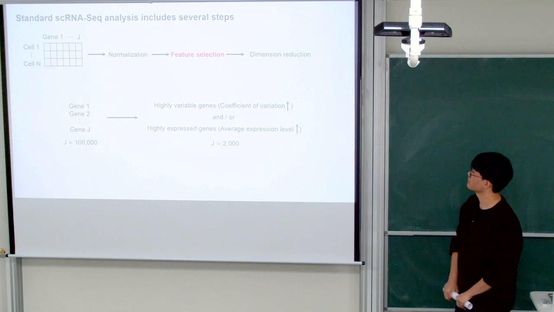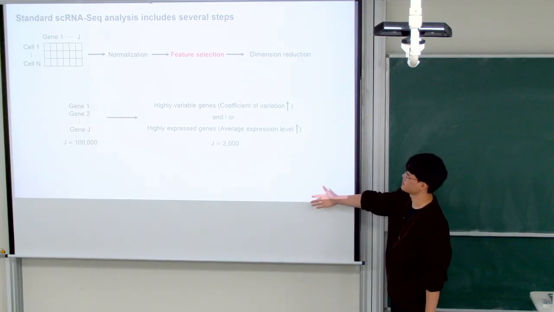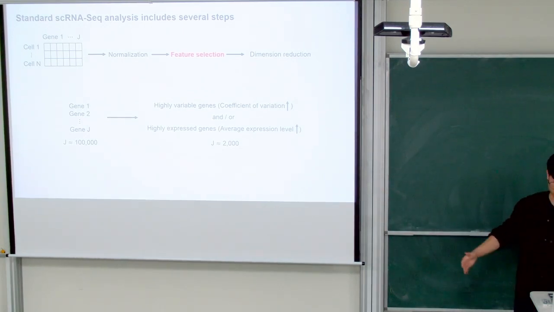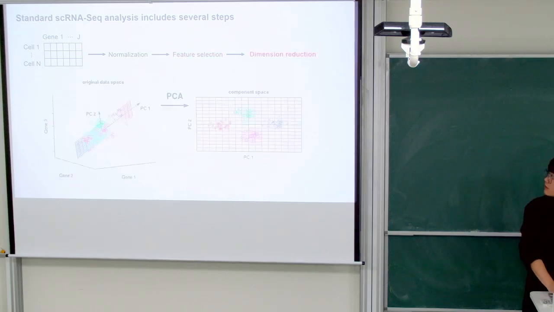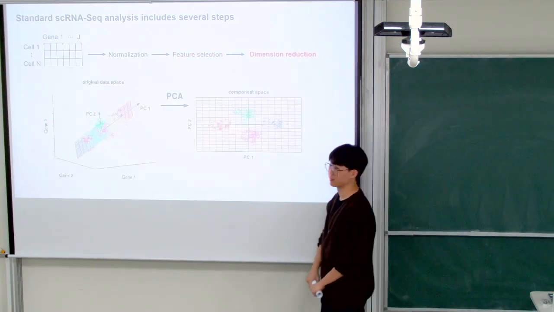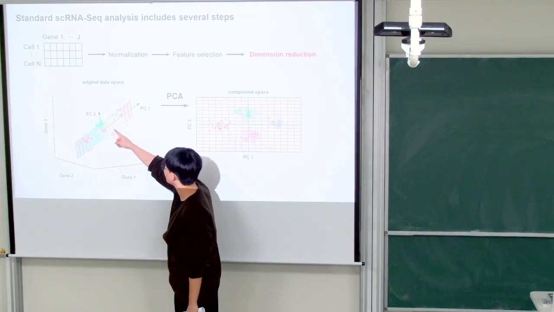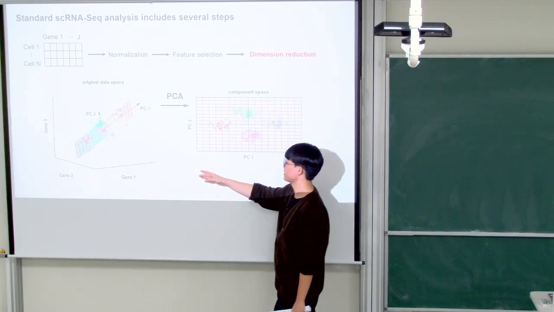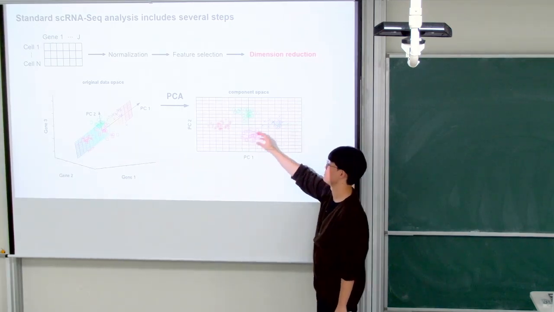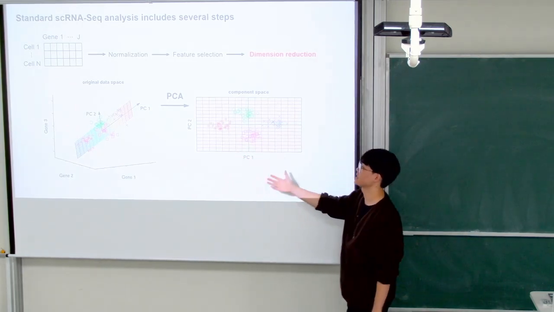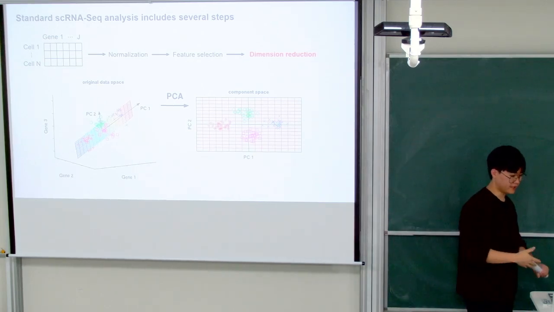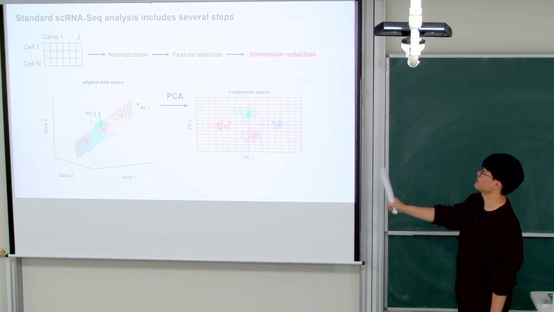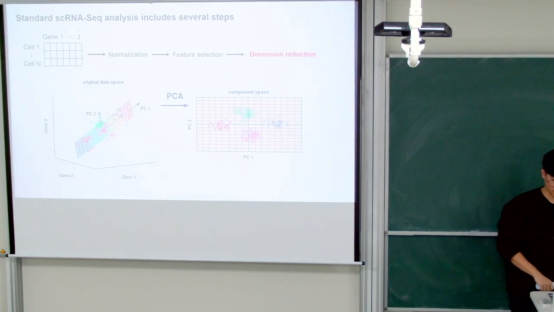Yeah, this is the feature selection. And the third one is the dimension reduction. The most familiar technique is called PCA. For the original data, we pick some dimensions which express the difference between data, but I will explain this later in detail. So RNA sequencing analysis includes normalization, feature selection, and dimension reduction.